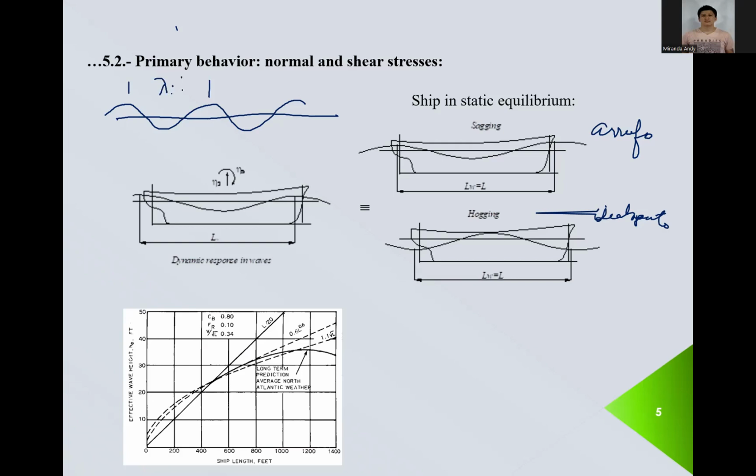Sometimes we call it lambda. And this is what we call zeta 0. This is the amplitude, okay? And from here to here, it's also zeta 0. So from here to here, that's twice the amplitude. This is what we call the wave height. So wave height is twice the amplitude.